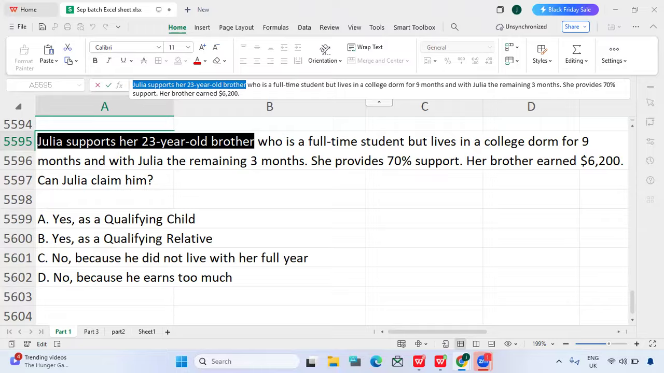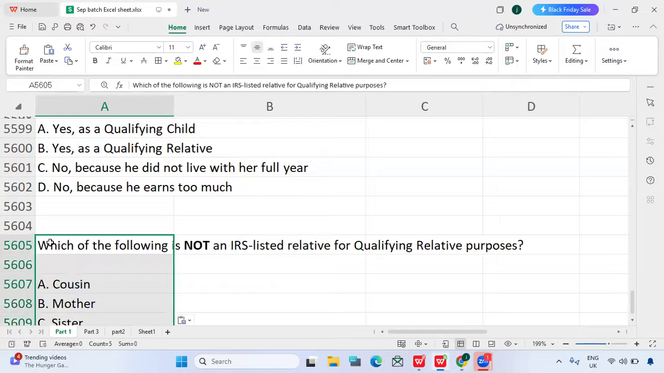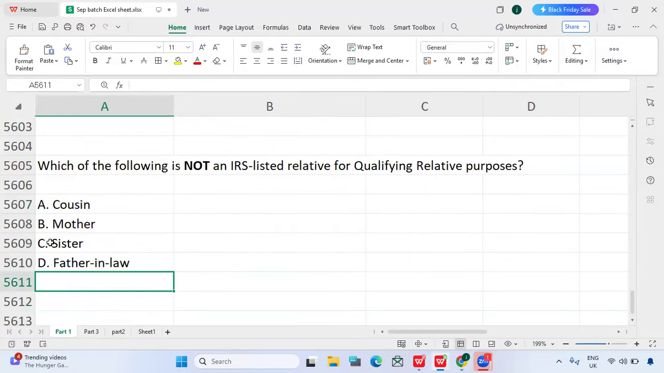Think and let me know the answer. Okay, so this I'm giving to you. You can do that. Let's go with the third one. Which of the following is not in the IRS list we have, right? So you can think about the second one. I will share the Excel sheet with you. You can think and let me know.